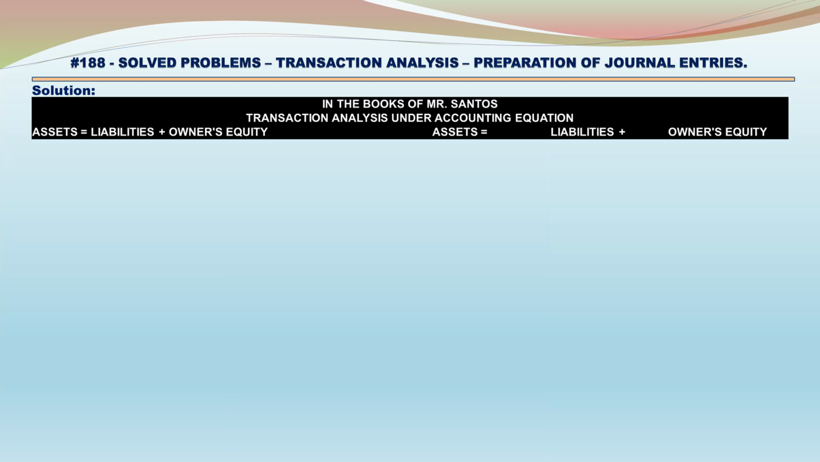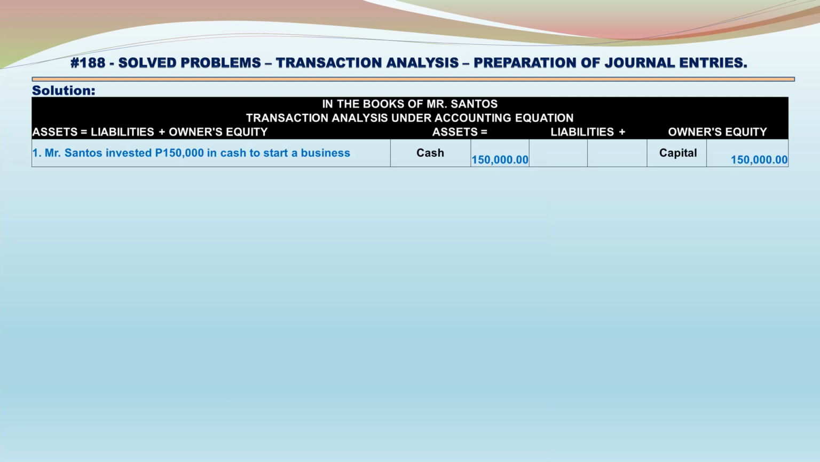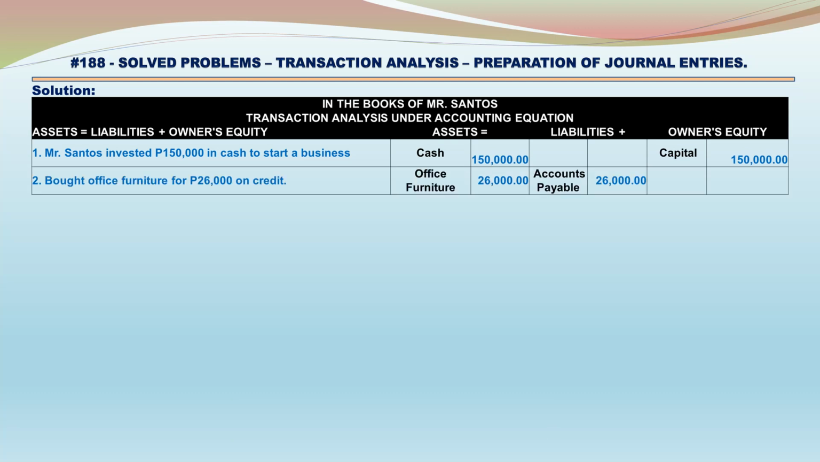Solution. In the books of Mr. Santosh, transaction analysis under accounting equation: Assets is equal to liabilities plus owner's equity. Transaction 1. Mr. Santosh invested 150,000 in cash to start a business. Assets, cash 150,000; owner's equity, capital 150,000.